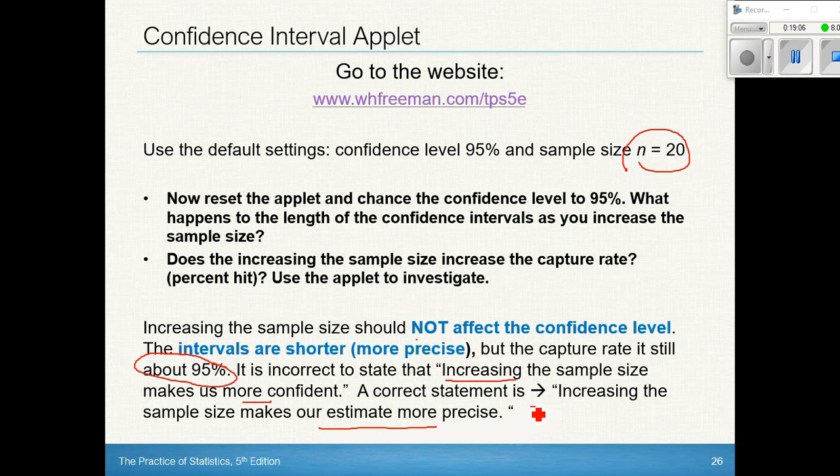Okay. So basically that's saying maybe we're going from 2.0 to 2.2. I make a bigger sample size, and maybe I'm going from 2.05 to 2.15. So more precise is going to tell us, hey, this is a smaller interval, so I have a better idea of what the population mean or proportion is.